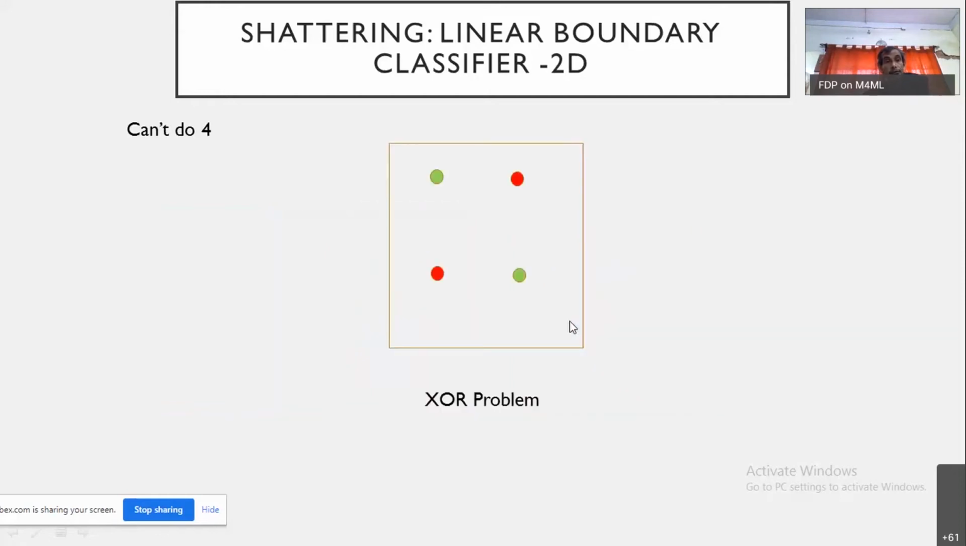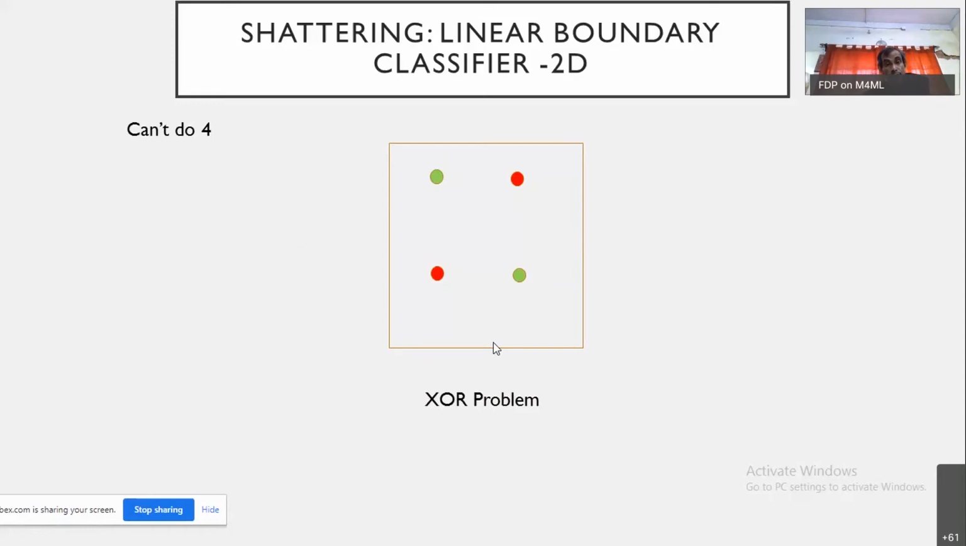Similarly, can I, using just one plane, shatter 4 points? No. It's a problem of XOR. I cannot shatter this. I cannot classify this. So maybe a linear boundary does not exist. A single plane cannot help me.